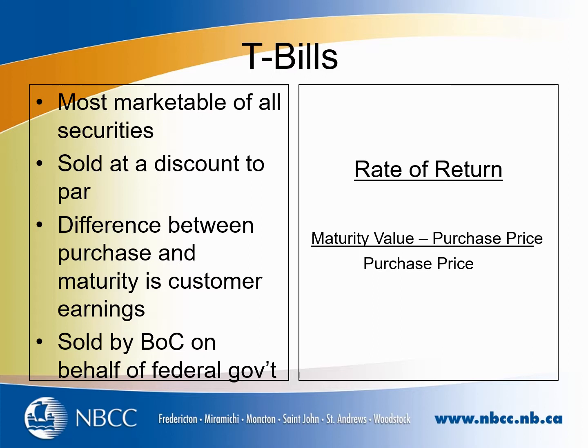The last piece of information on this slide refers to the calculation of the rate of return on a T-bill investment. Because the T-bill pays no interest, the only earning on a Treasury bill is the difference between what you pay for it and what it matures at. So the calculation is as follows. You take the maturity value or the par value of the T-bill minus the purchase price, which gives you the total amount of money that you've earned, and whenever you are calculating a rate of return, you divide by what you invested, which in this case is the purchase price.